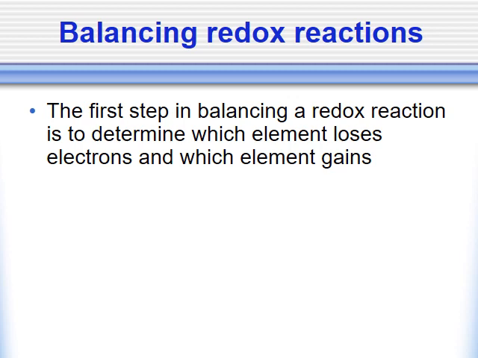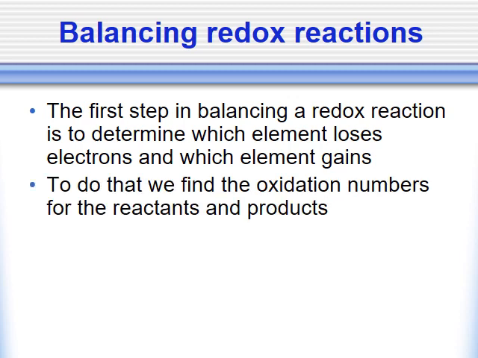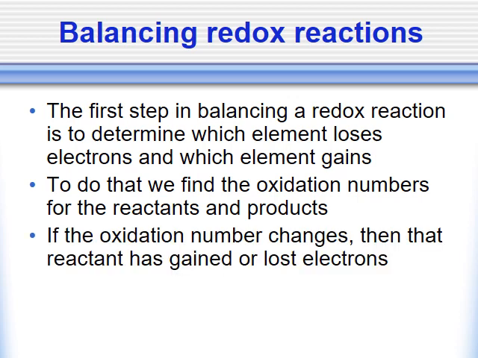So the first thing we need to do is identify which elements gain electrons and which element loses electrons. We do that by identifying the oxidation numbers for each atom in the reactant and the product side. If the oxidation number changes as an atom goes from reactant to product, we know that atom has gained or lost electrons.